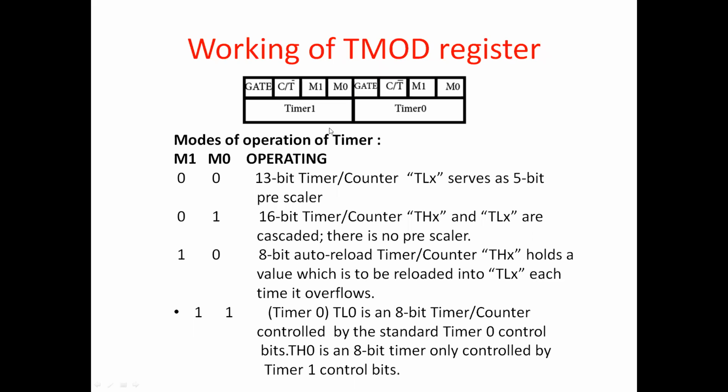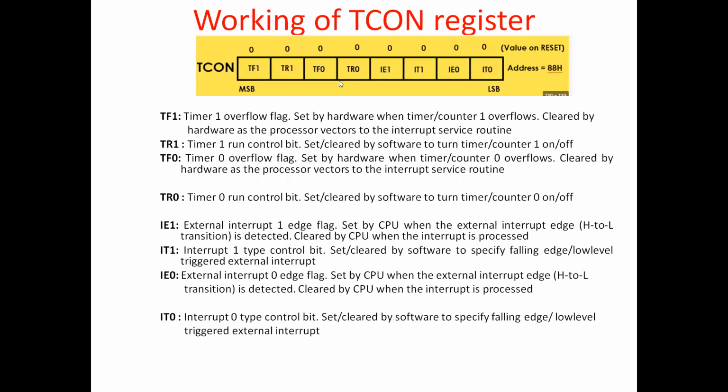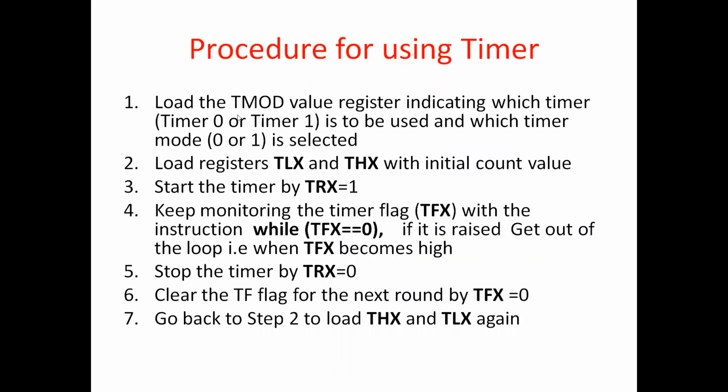Suppose we want a 16-bit timer with gate disabled. So gate disabled, this bit must be 0. Timer, this bit must be 0. 16-bit means mode 1, that is 0, 1. So 0, 0, 1, 0. So 2 is to be placed. If you are using timer 0 also, correspondingly the values are to be loaded here. Otherwise, it is irrelevant. Okay. So like that, we need to decide what value is to be loaded in the TMOD register.